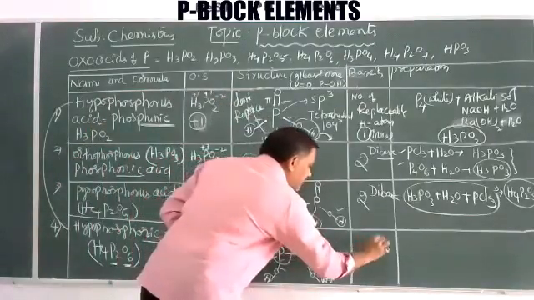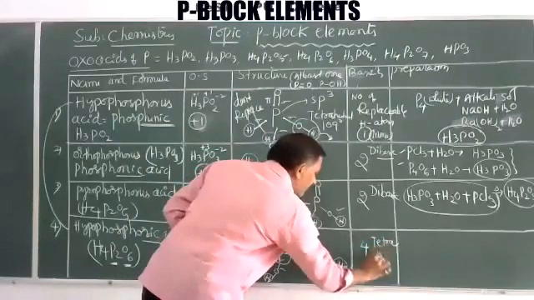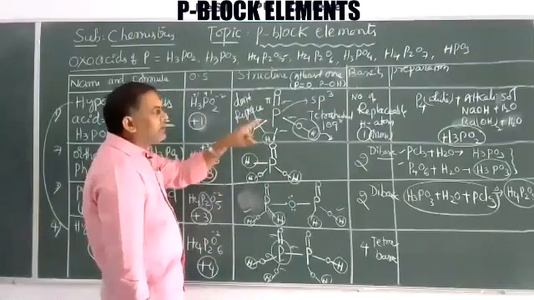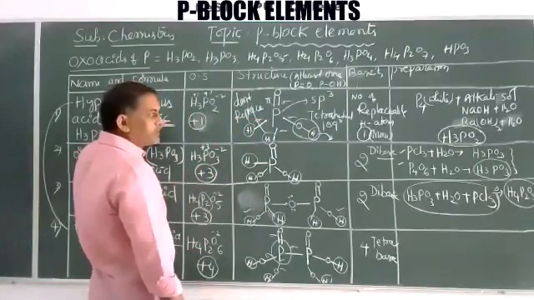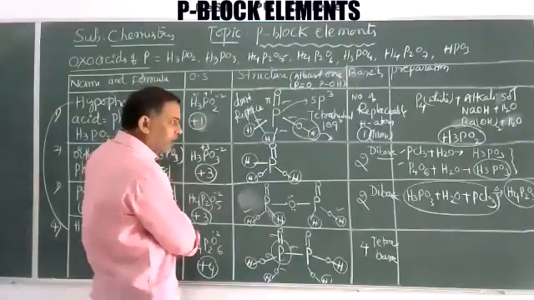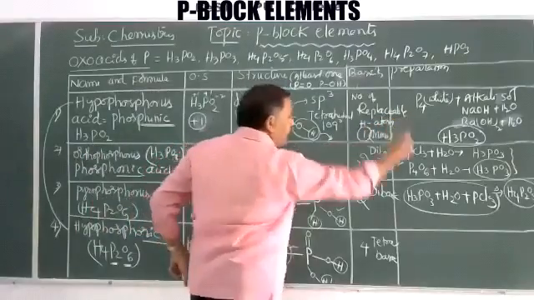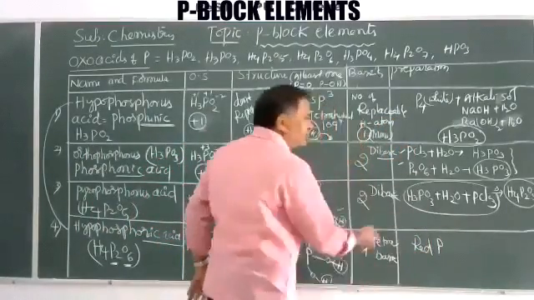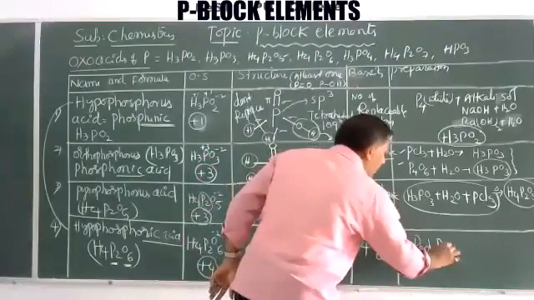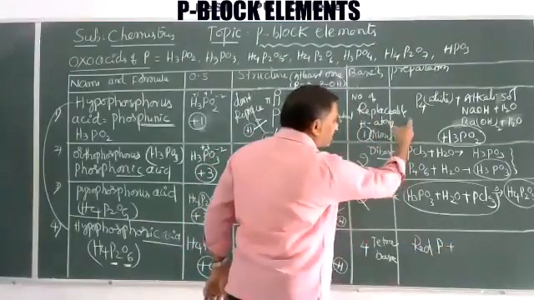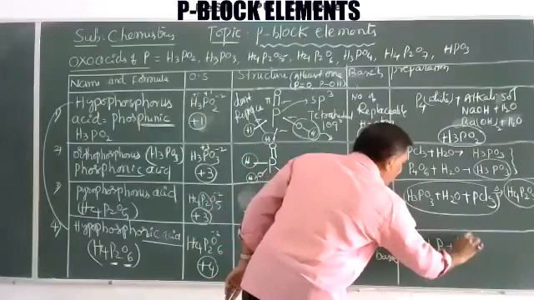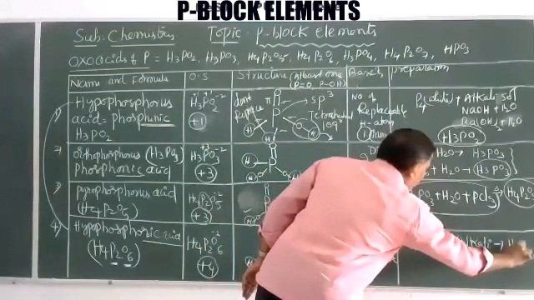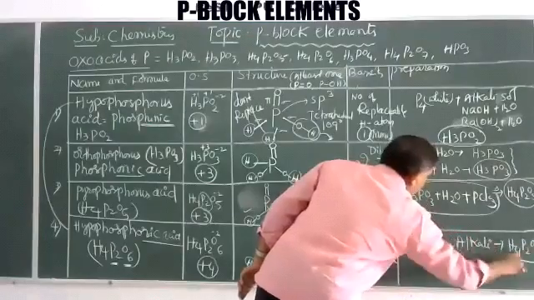It is tetrabasic in nature. Just like hypophosphorous acid, we can use the same combination for hypophosphoric acid. Here use white or red phosphorus. Generally red phosphorus is less reactive compared to white. Strongly heated with alkali solution, it gives the corresponding H4P2O6. Very, very important.